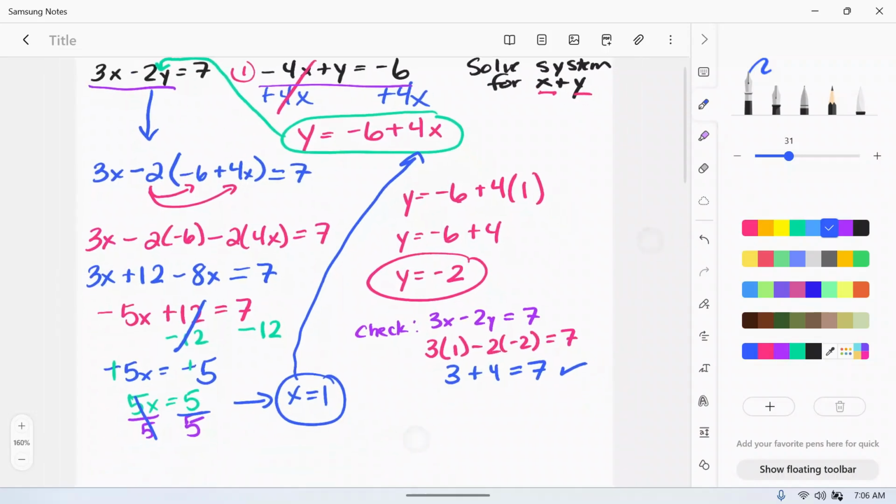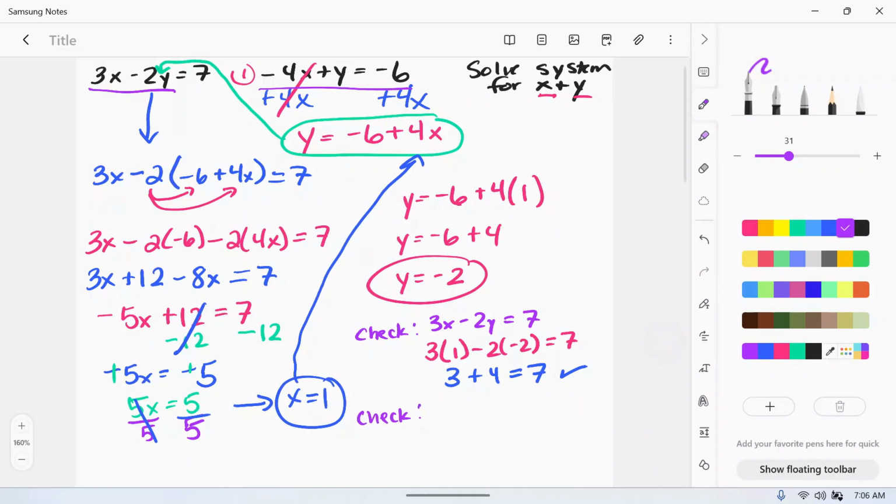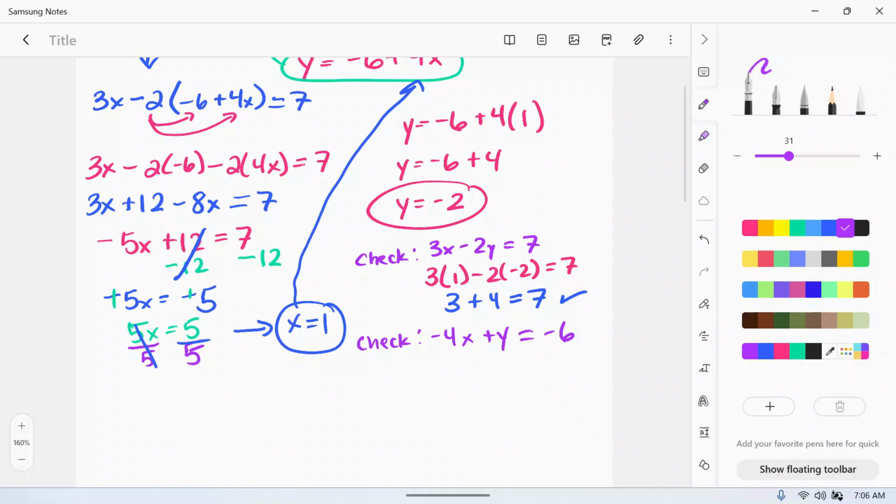So then what I need to do is I need to do the same thing with my other equation. So I'm going to write another check here. And you should always check both equations. And I'm going to get -4x plus y is equal to -6. I'm going to always write that equation out before I show my substitutions. So -4x is 1 plus my y is -2, and that's equal to -6. So once again, I don't do any math at this point. I just show my substitutions.